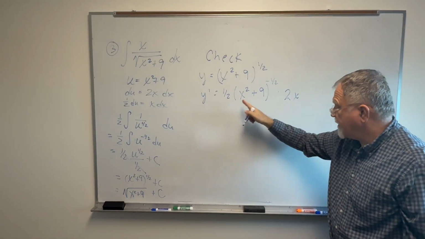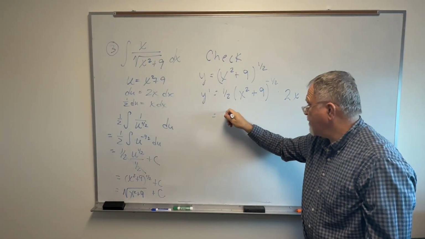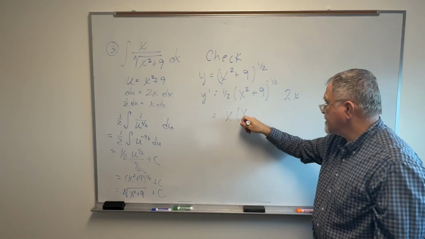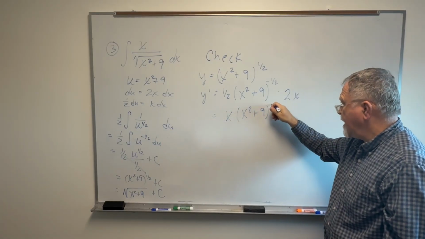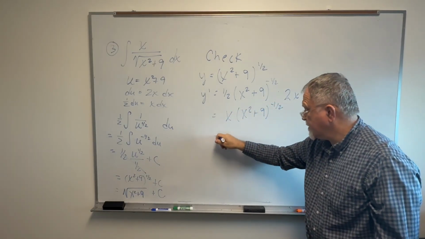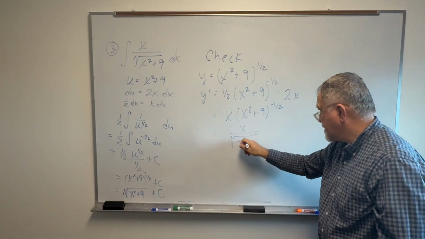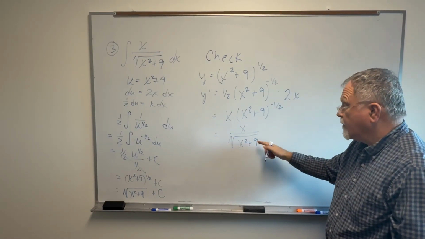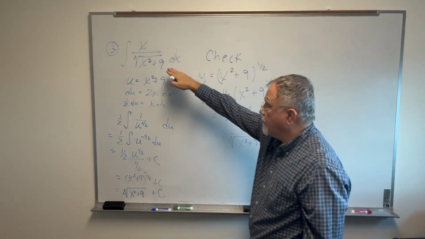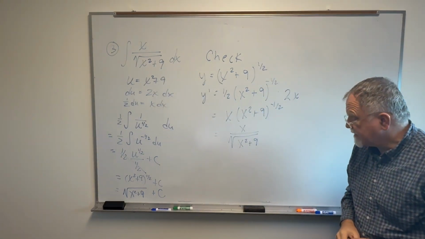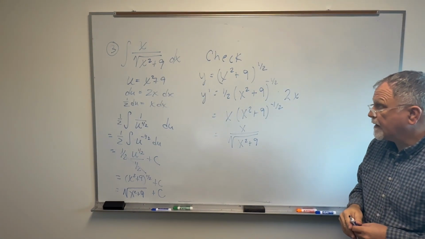The 2 and the 1/2 cancel out, leaving me with x times x squared plus 9 to the negative 1/2. That's equivalent to x all over the square root of x squared plus 9. Which, if I look at this and compare it to where I started, that's the same value. So I've solved this problem correctly.